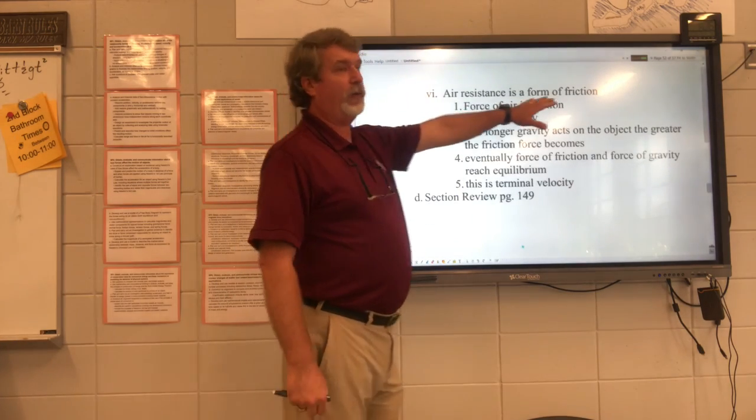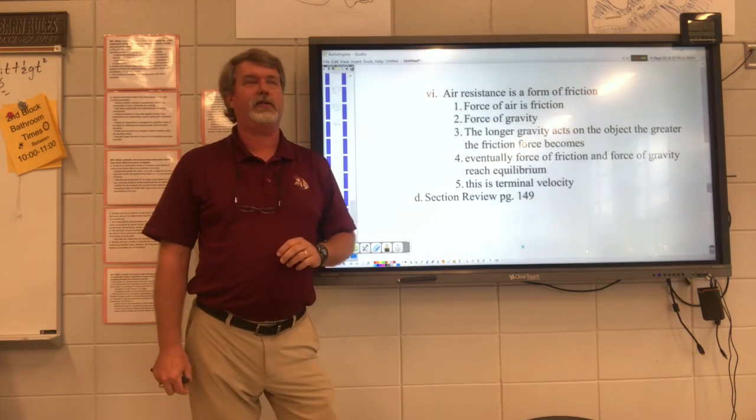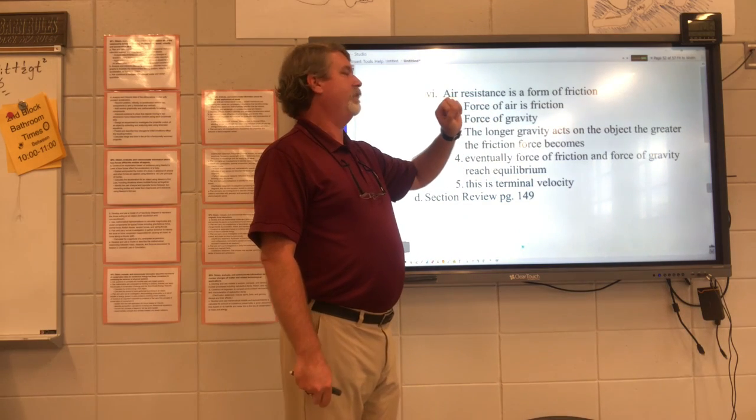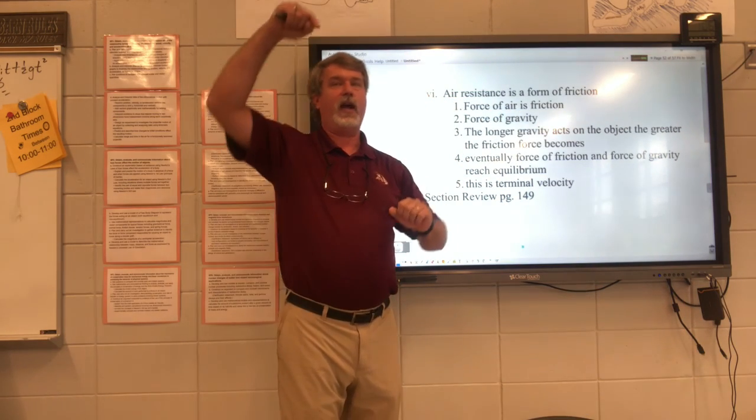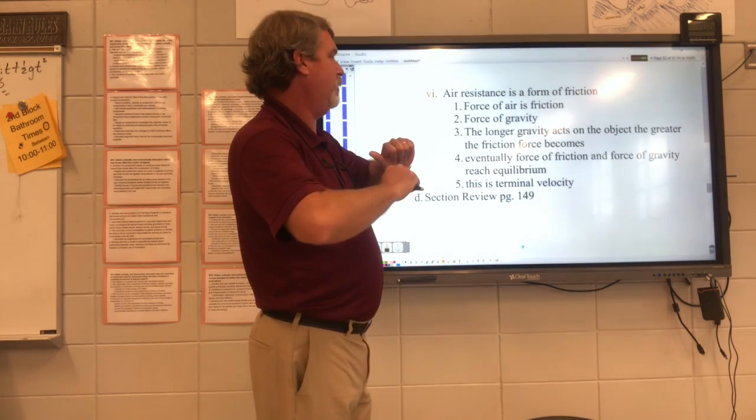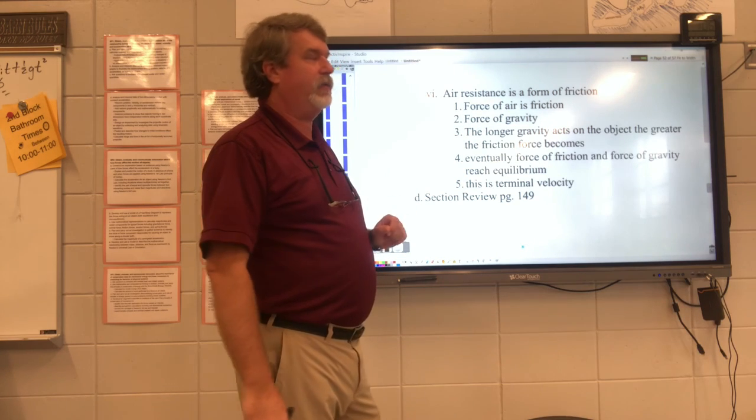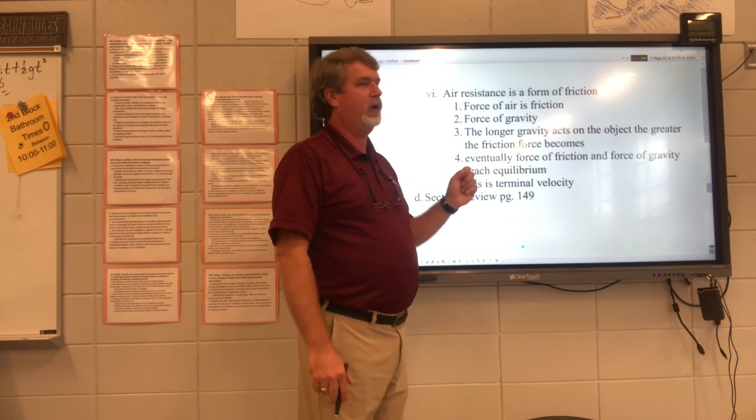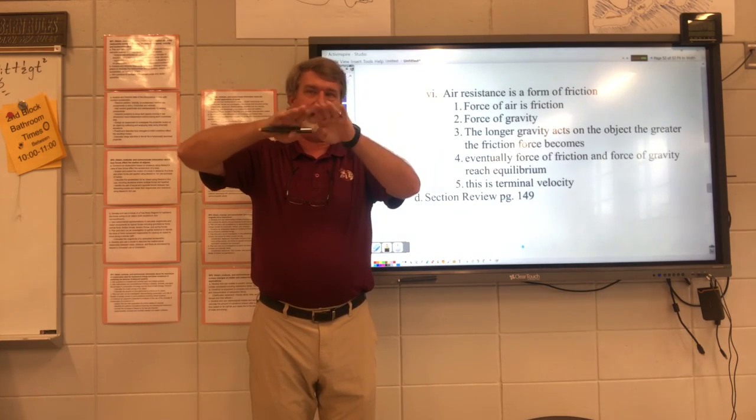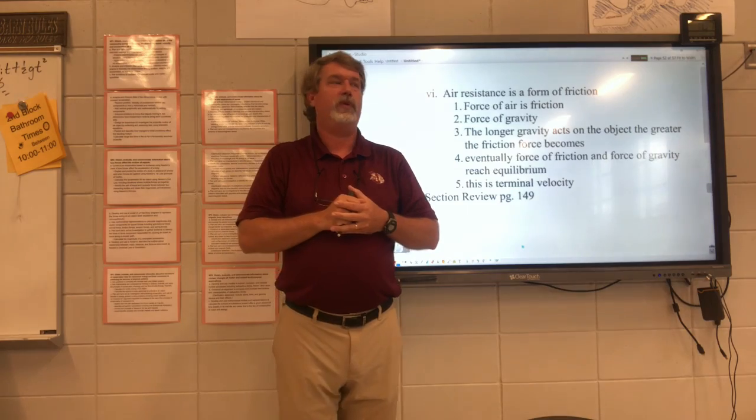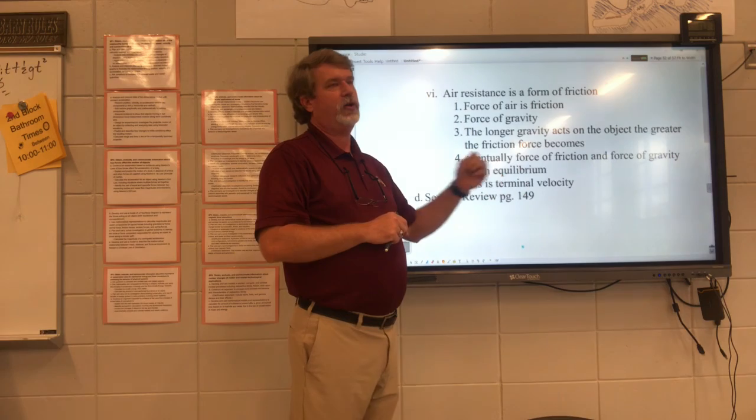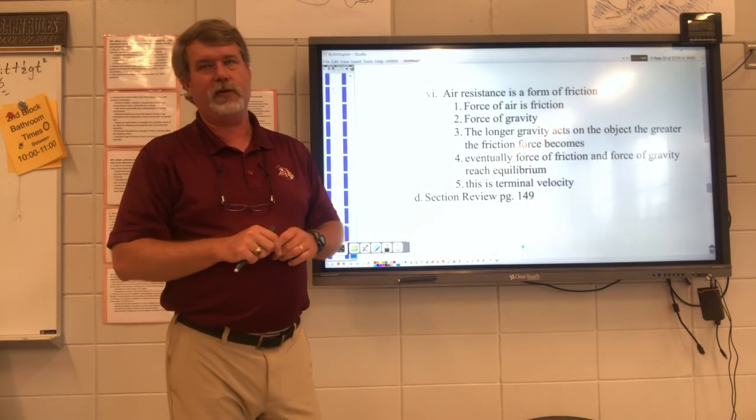Air resistance is a form of friction. We've actually already discussed this, but we'll take a minute to write it. Force of air is friction. Where does it come from? Gravity's trying to pull an object down. Air is trying to push the object up. The longer gravity acts on the object, the greater the friction becomes. Eventually, those two forces will reach equilibrium. The object falls, but it doesn't fall any faster. That is called terminal velocity. And we've already discussed the basics of terminal velocity.